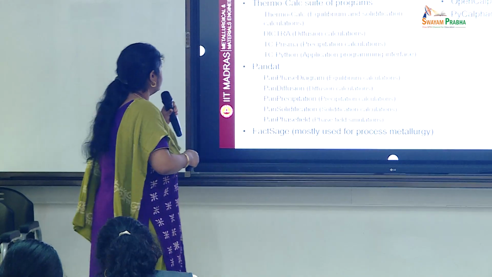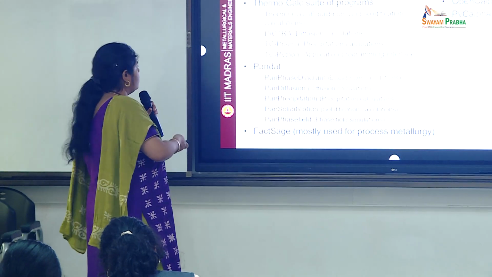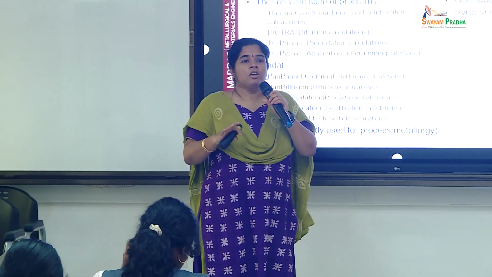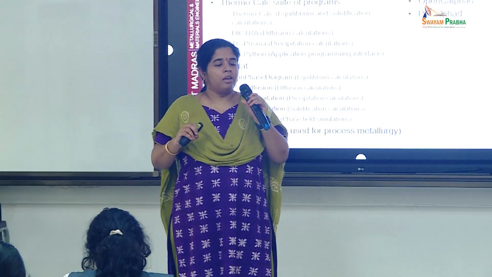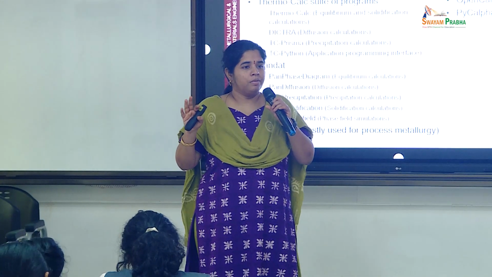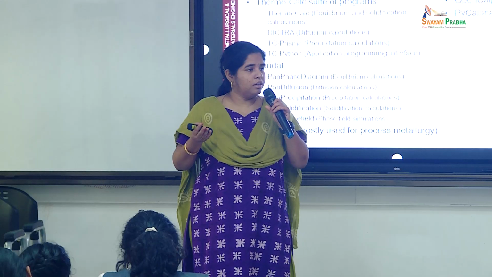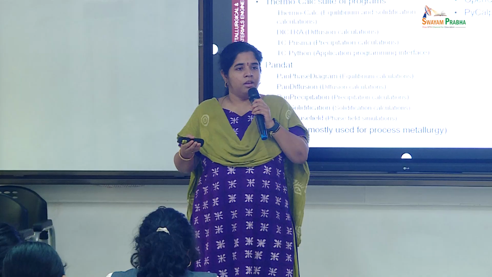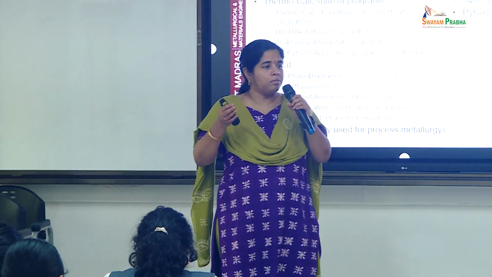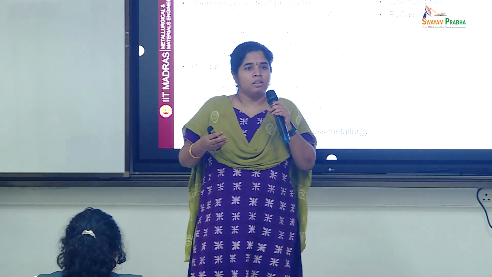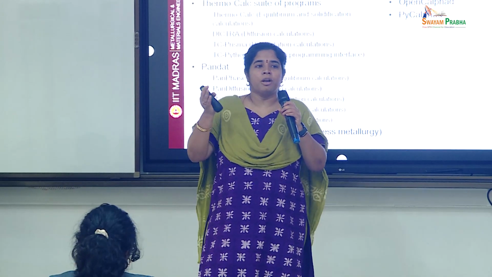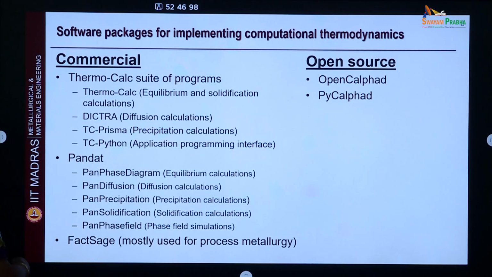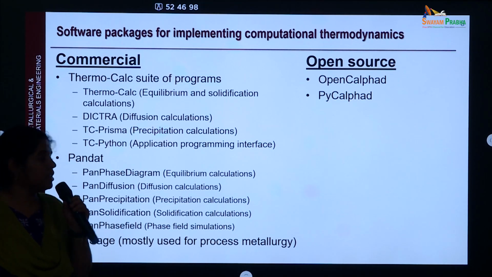That can again be simulated using Dictra. And the third one is Prisma, TC Prisma. This is for precipitation. So you have a matrix. You keep it at a certain temperature. Precipitates come out. So why do the precipitates come out? Because it is unable to hold that much secondary element in the matrix. So it is just coming out as precipitate. This type of simulation can be done using TC Prisma. That is the precipitation simulation.